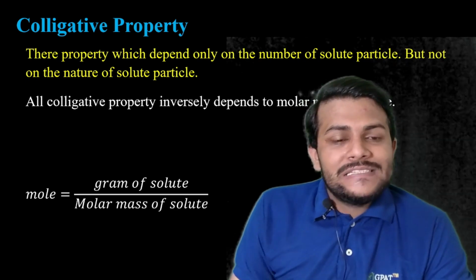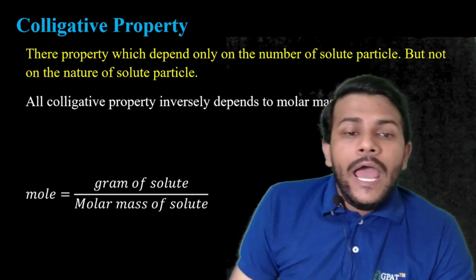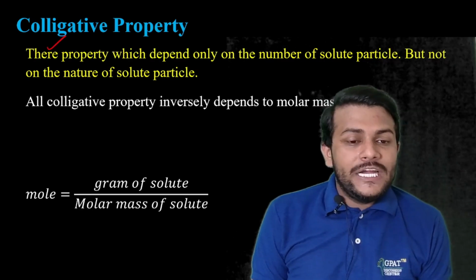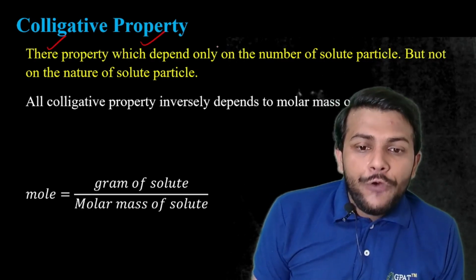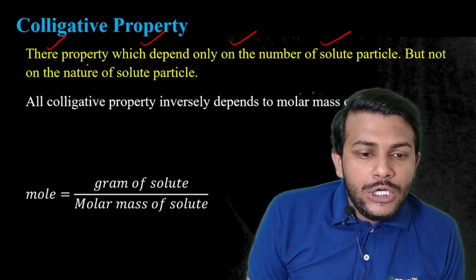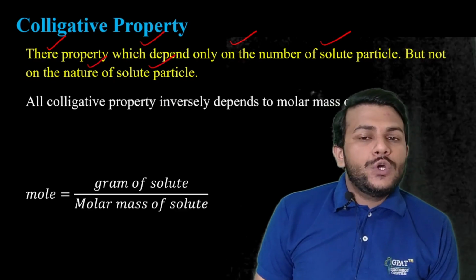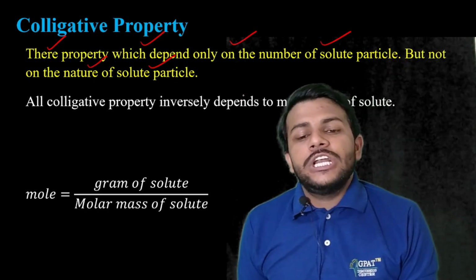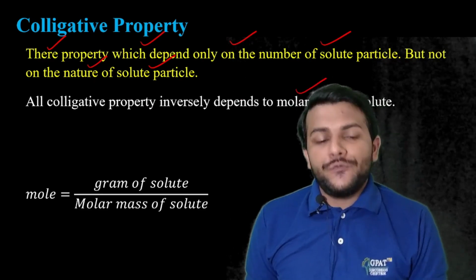So first question arises, what is colligative property and what is its definition? Colligative properties are the properties which depend only on the number of solute particles but not on the nature of solute particles, and the colligative property is inversely proportional to the mass of the solute.